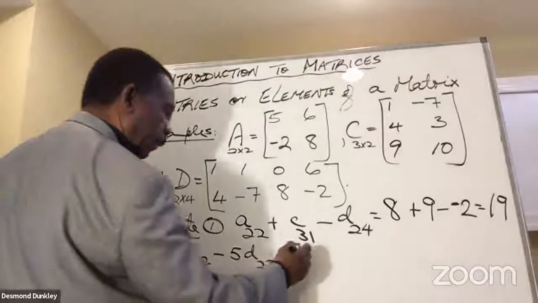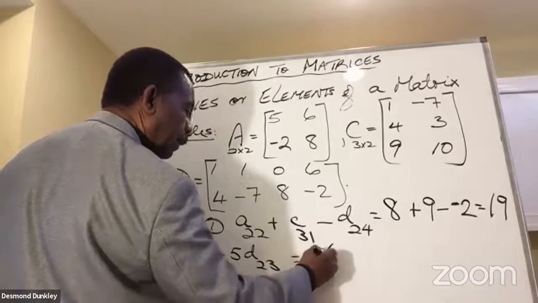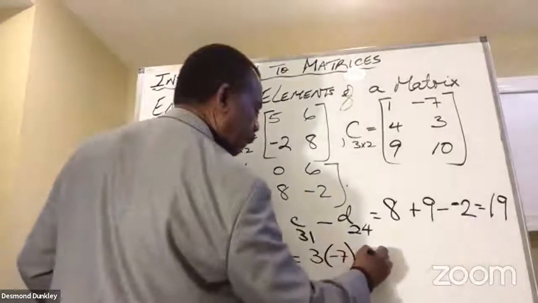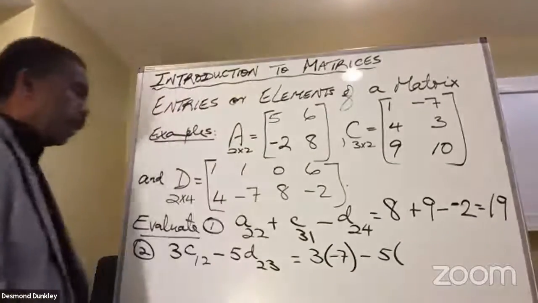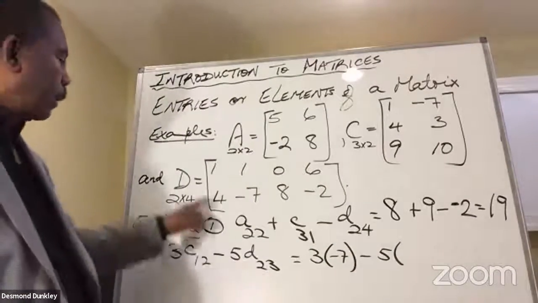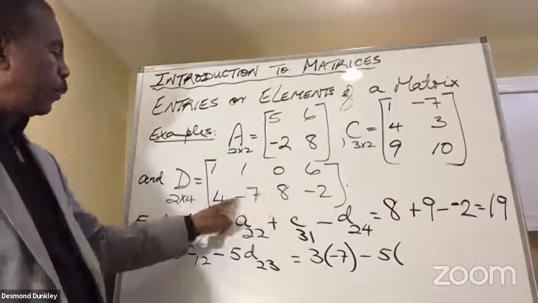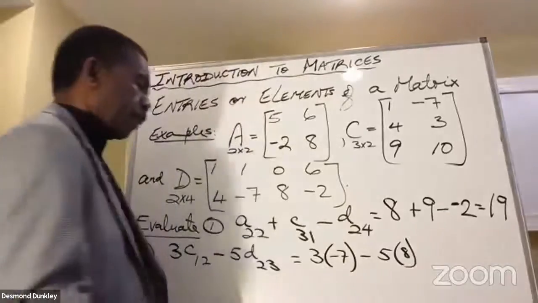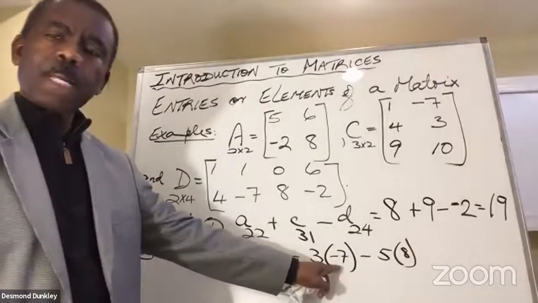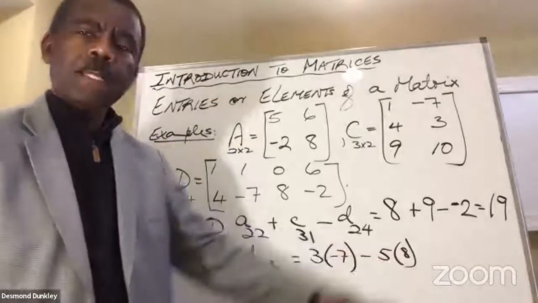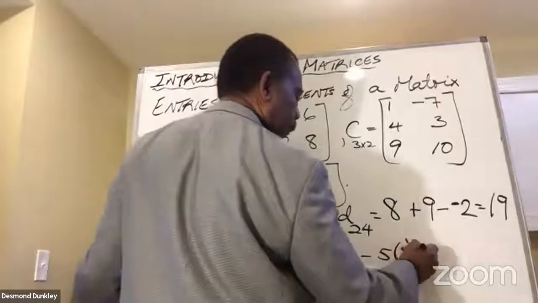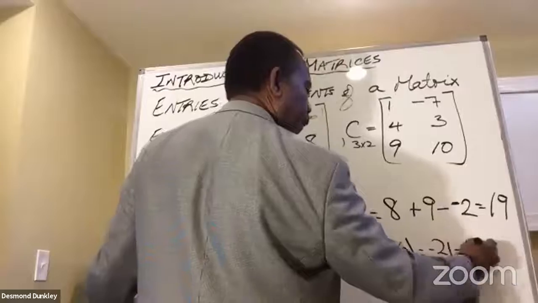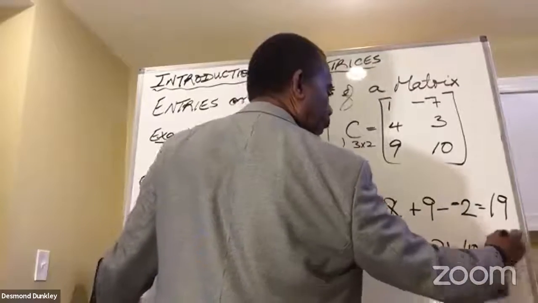So it's equal to 3 times -7 minus 5 times, what is D23? D23 is 8. So it is actually -21 minus 40. It's equal to -61.